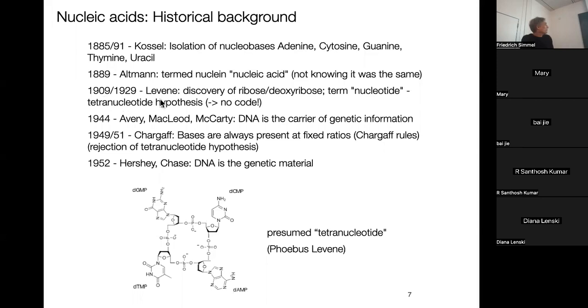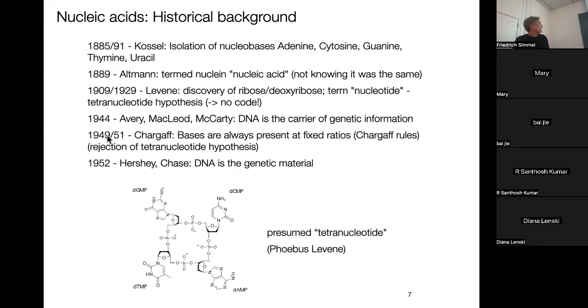Also the tetranucleotide hypothesis came up. That was also later used by Chargaff, and the tetranucleotide proposal looks like this here. People figured out that you have these four bases in DNA, for example adenine, thymine, guanine, and cytosine, and in order to make sense of that, one proposal was that maybe there's a molecule that looks like this, a cyclic molecule where the four bases are in each of the corners of this structure.